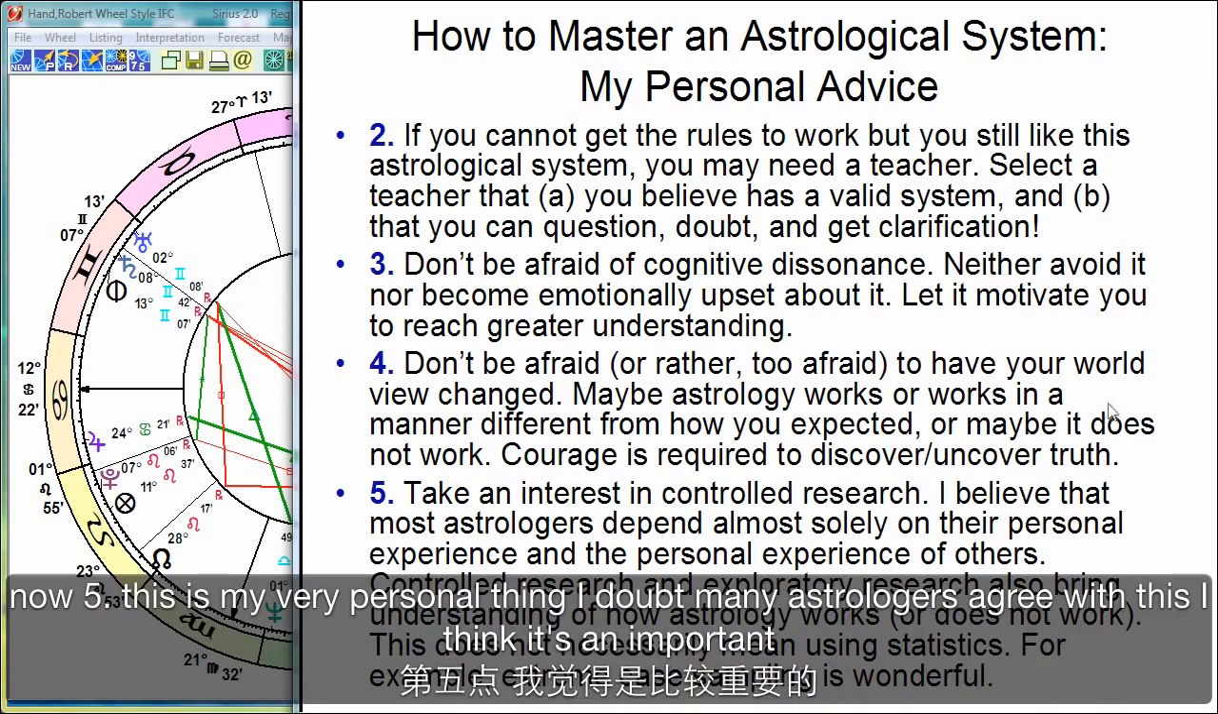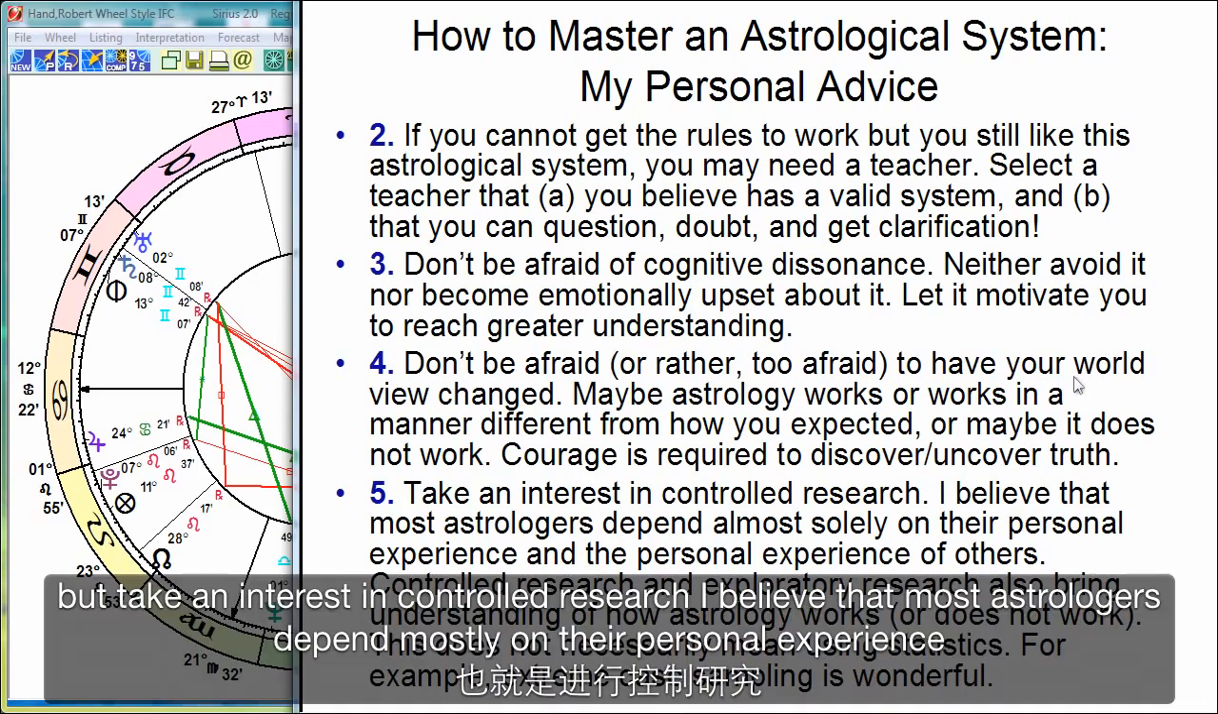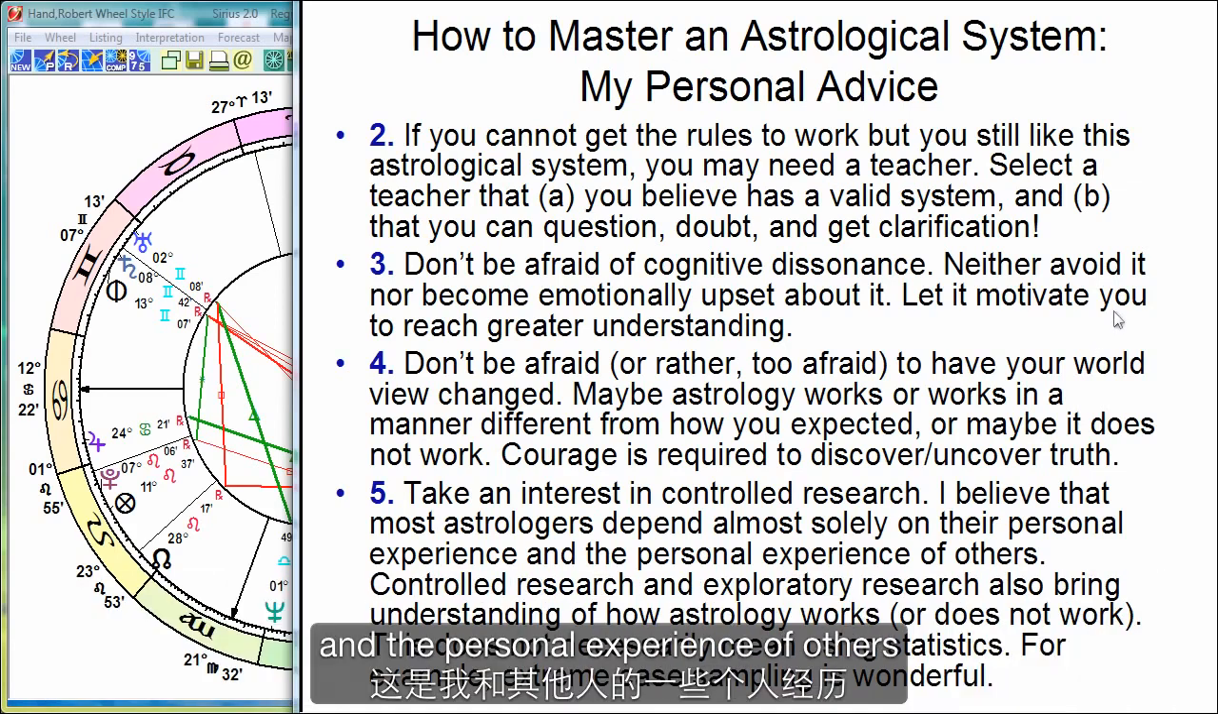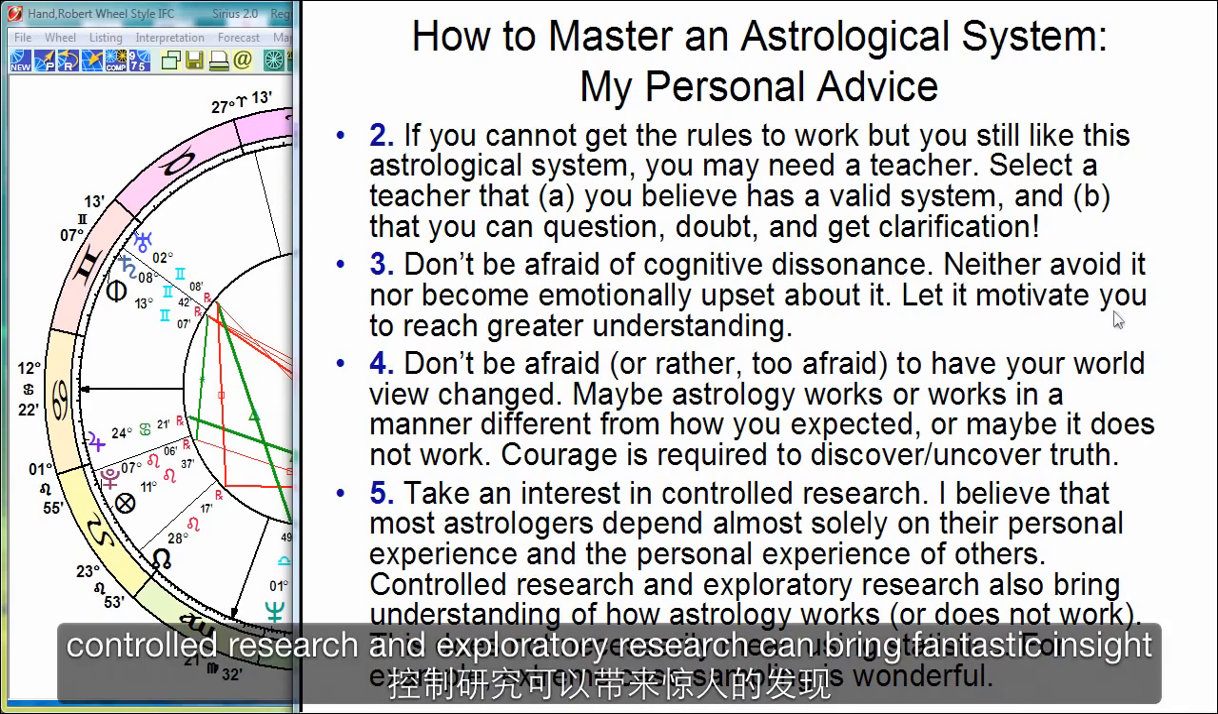Now, number 5, this is my own very personal thing. I doubt many astrologers agree with this or think it's that important. But take an interest in controlled research. I believe most astrologers depend mostly on their personal experience and the personal experience of others. Controlled research, exploratory research can bring fantastic insight.